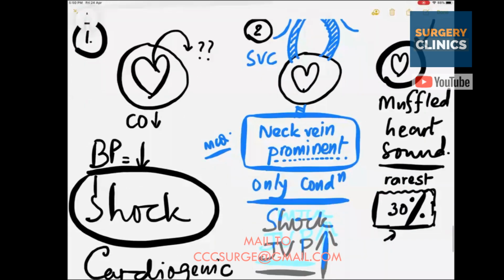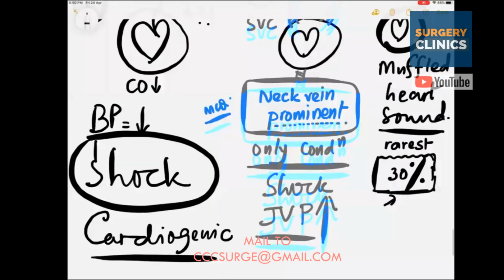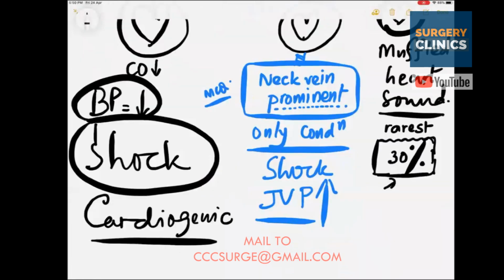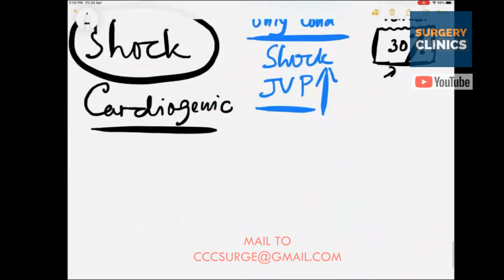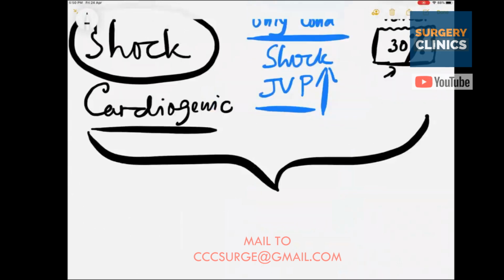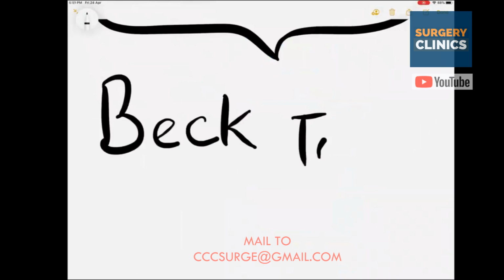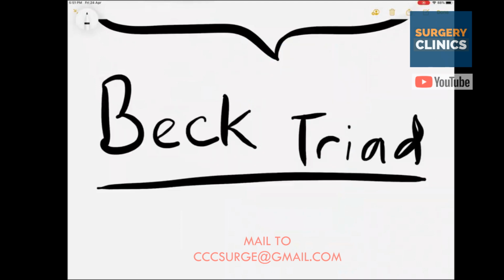So there are three things that happen in a pericardial tamponade. What are those things? Number one, blood pressure is low. Number two, neck veins are prominent. Number three, muffled heart sound. These three combined together are called a triad, also called Beck's triad. So what is it called? It is called Beck's triad. So remember, this is called Beck's triad.